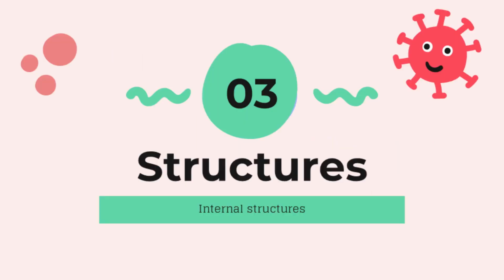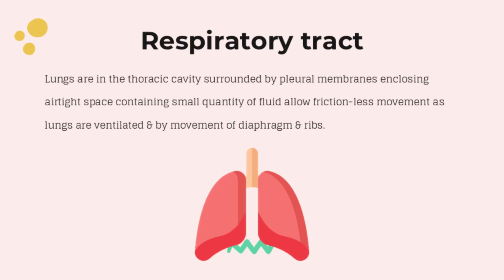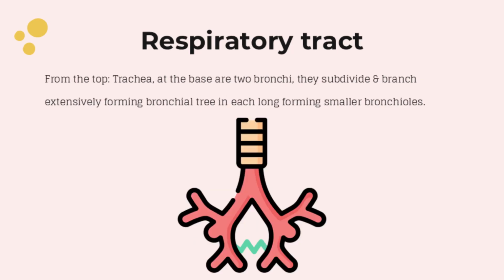The internal structures: the respiratory tract. Lungs are in the thoracic cavity, surrounded by pleural membranes enclosing an airtight space containing a small quantity of fluid, allowing frictionless movement as the lungs are ventilated and the diaphragm and ribs move. The trachea is found at the top of the respiratory tract.